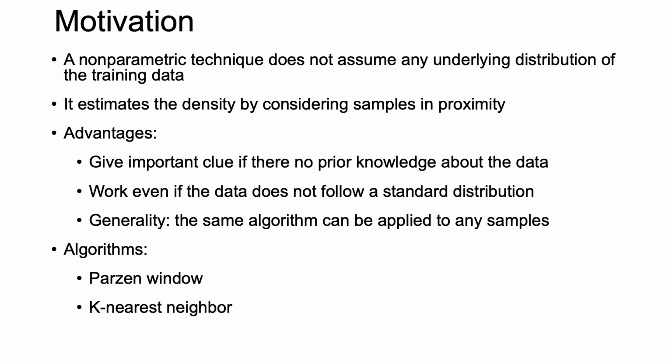Furthermore, these techniques work even if the data doesn't follow a standard distribution. For example, most standard distributions are unimodal, while data can be bimodal. These algorithms provide generality as we can apply the same algorithm for any set of samples. Two famous algorithms in literature are Parzen window and K nearest neighbor, which we'll discuss next.